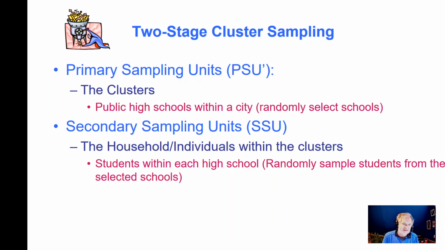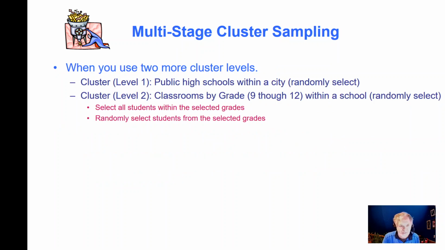I can use a two-stage where I may say, okay, I'm going to randomly select more high schools, but I'm then going to randomly select within each high school just to save my costs down. And you might do that if you're concerned about the homogeneity, in terms of how similar the high schools are. So you may include more high schools in terms of randomly selecting your clusters and then randomly select within them.